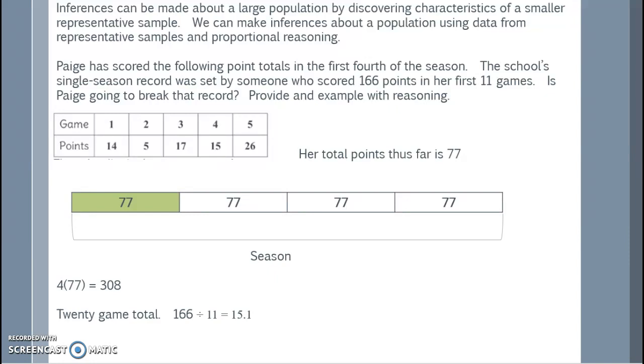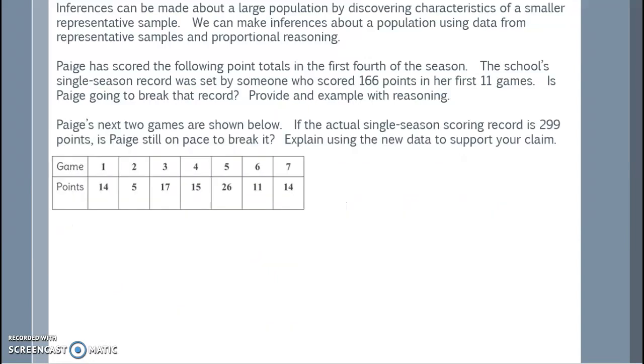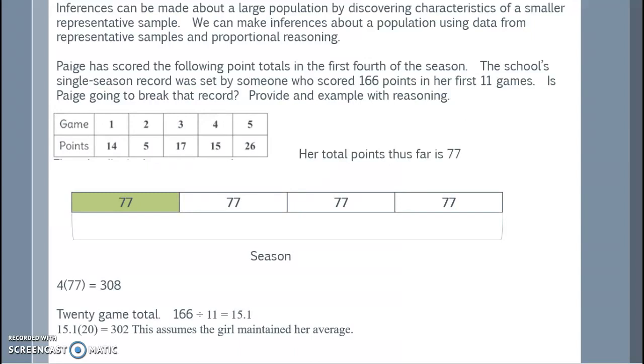Let's say there's a 20-game total. So the single season record was held by someone who did 166 points in her first 11 games. So on average, that student completed 15.1 points per game. So if I multiply that by 20 games, that would be 302 points. This assumes that particular girl maintained her average throughout the remainder of the season. So therefore, Paige is certainly on her way to breaking the record because, we assume, if she stays on the same path, she will get 308 points.